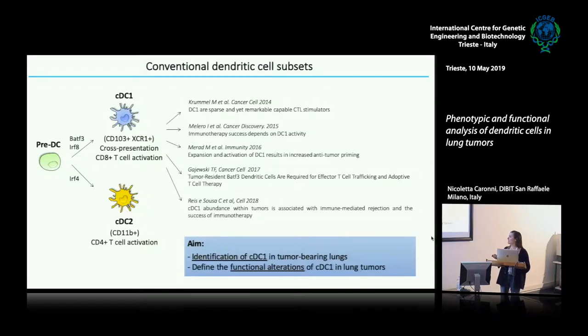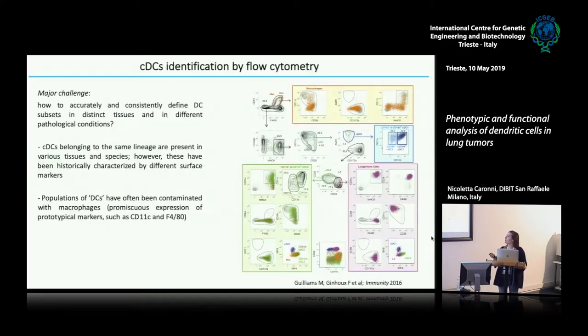So first of all, in order to understand the functional alteration of cDC1 in lung cancers, we have to be able to identify correctly these cells in the tissues. The identification of these cells in the tissues is not so easy, it's quite tricky. Why? Because cDC1 and cDC2 are present in different peripheral tissues, and in each tissue they have been described by different surface markers. And moreover, and more importantly, the tricky part is that they co-express different markers with their cousins, the macrophages. And so many of the DC populations can be actually contaminated by macrophages.